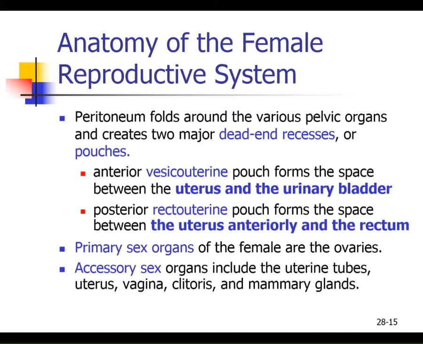Remember, the other term for the uterine tubes are the fallopian tubes or the oviduct, along with the uterus, vagina, clitoris, and even mammary glands. Don't forget the mammary glands are part of the female reproductive system.